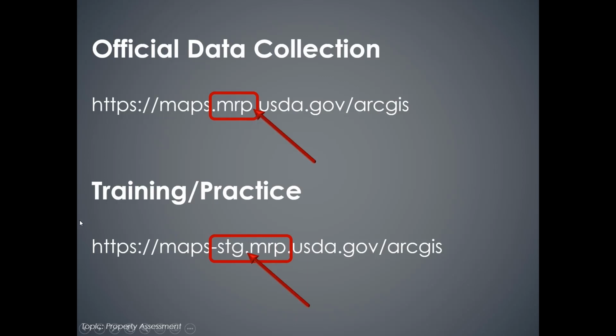maps.mrp. And in order to play around, we'll type in this maps-stg, or think of it as stage.mrp, etc. We just want to be careful that official data is input into the official one and training or play data stays in the training map, not vice versa. So we don't want play data in the real map.